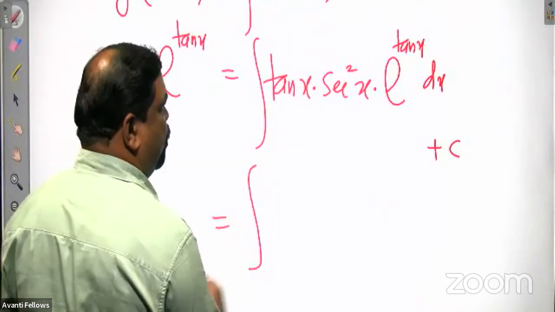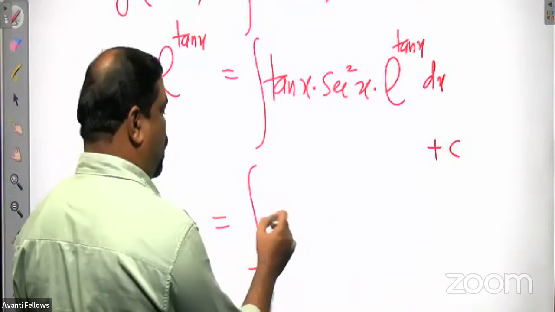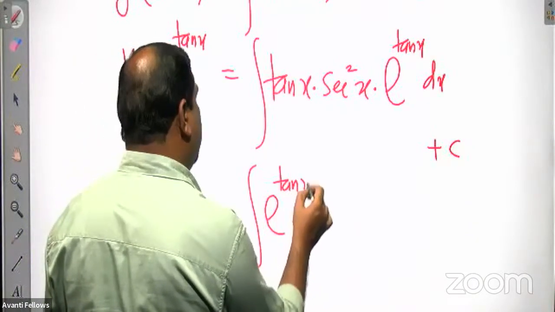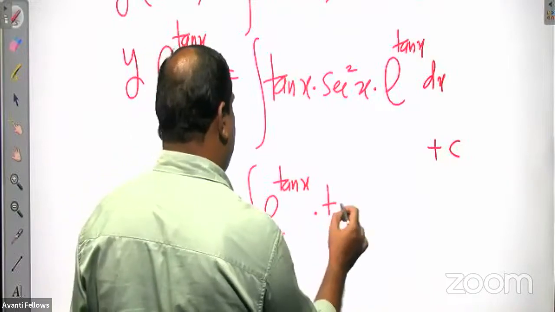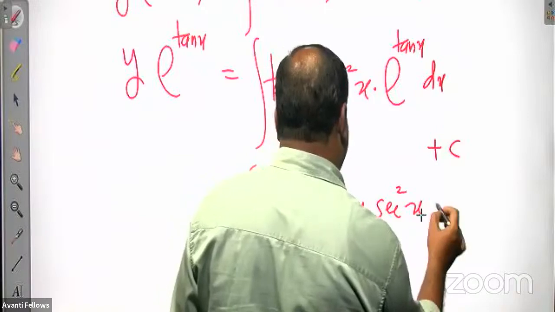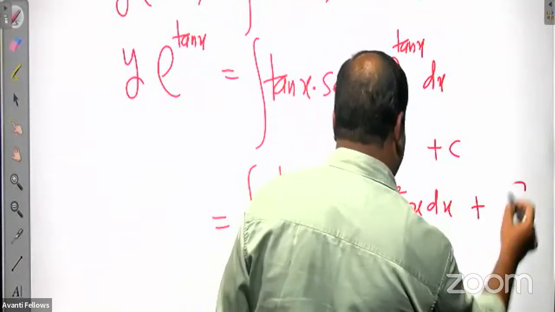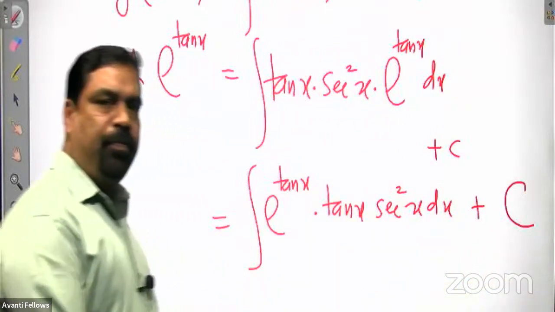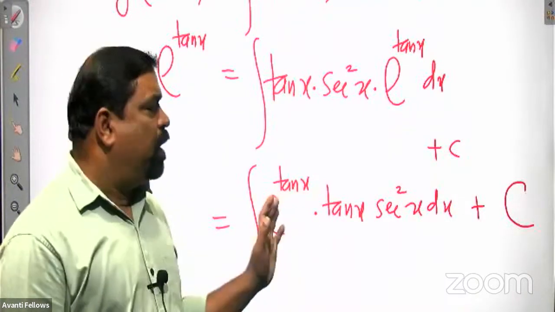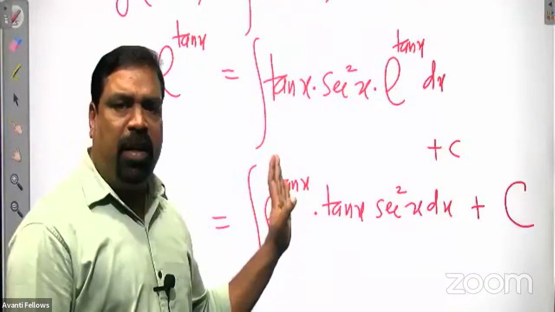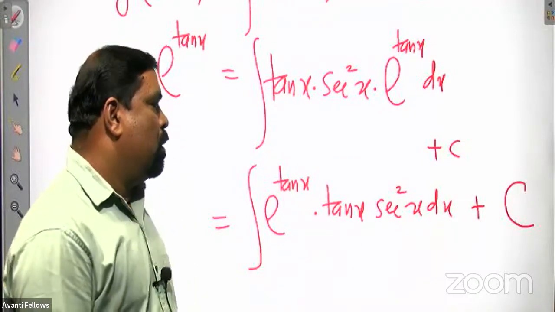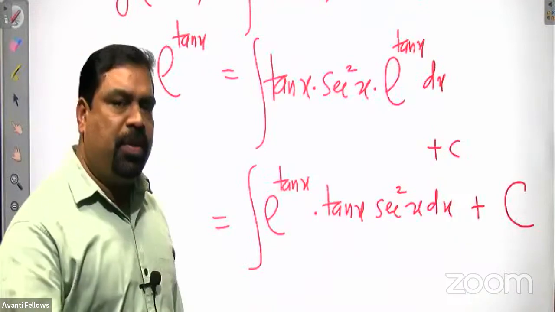That is equal to, just to modify this, just rewrite the terms. e raised to tan x into sec square x dx plus c. Now the next step is to integrate. We should know the integration techniques for how to do this integral.